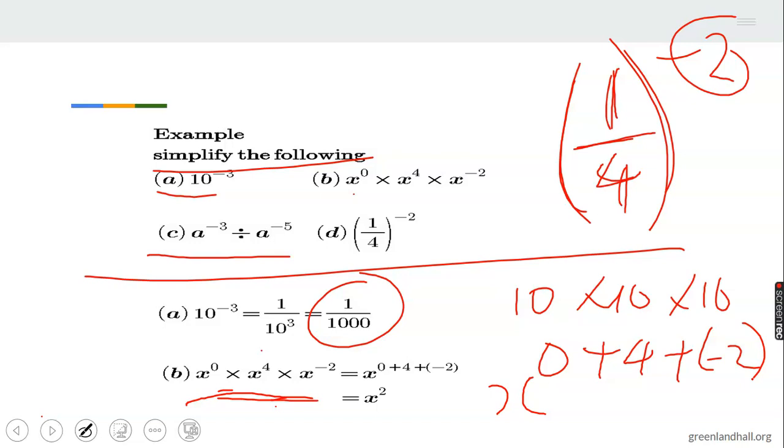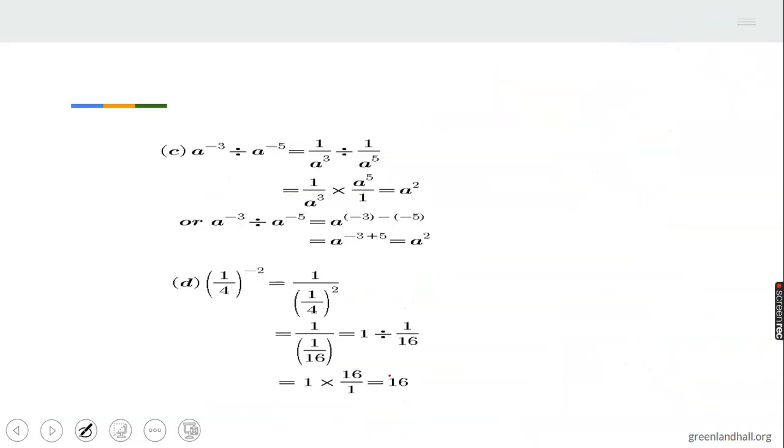0 plus 4 will still be 4. Now, when you use this plus to open this bracket, it will be minus. That will be 4 minus 2. So our answer equals x raised to power 2.